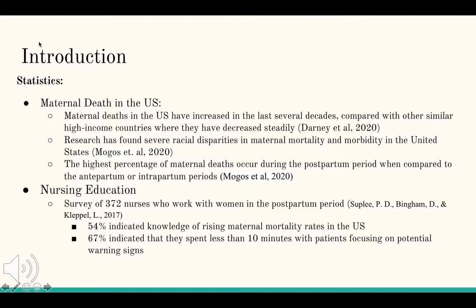In a survey completed with 372 nurses who work with women during the postpartum period, only 54% of the nurses indicated knowledge that maternal mortality rates in the U.S. are rising. Additionally, only 12% knew the percentage of these deaths that occur during the postpartum period. 67% of the nurse respondents indicated that they spent less than 10 minutes with patients educating them on potential warning signs.